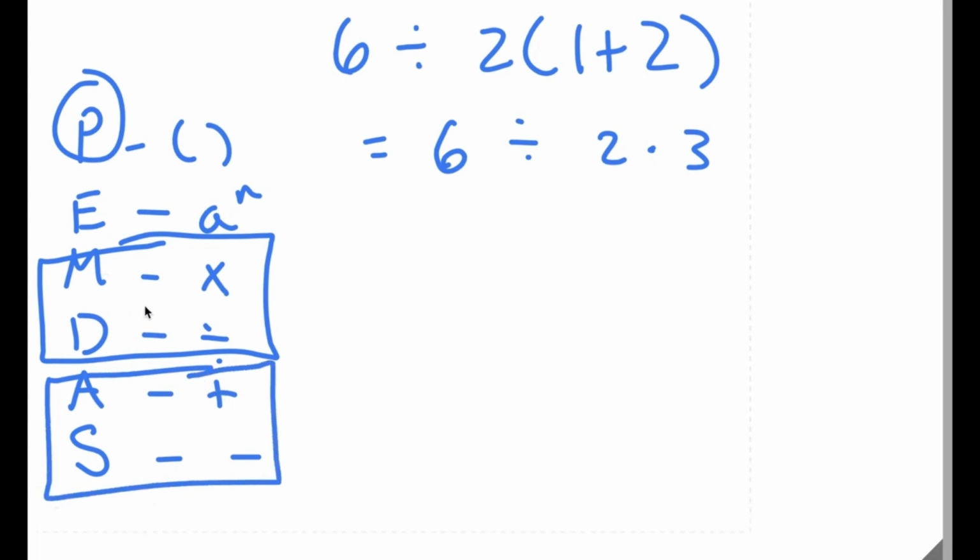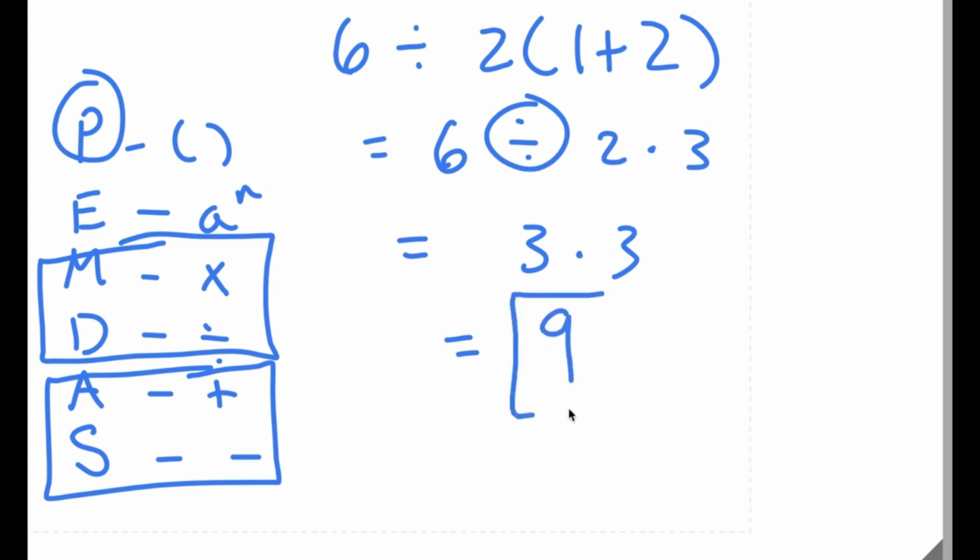So whichever one out of these two comes first, multiplication or division, that's the one that you're going to start with. So right here, as you can see, going from left to right, we have division, meaning we're going to use that first. So now I have 6 divided by 2, which is equal to 3. So now I have 3 times 3, and now all we have left is multiplication. 3 times 3 is 9. So 9 here would be our answer.